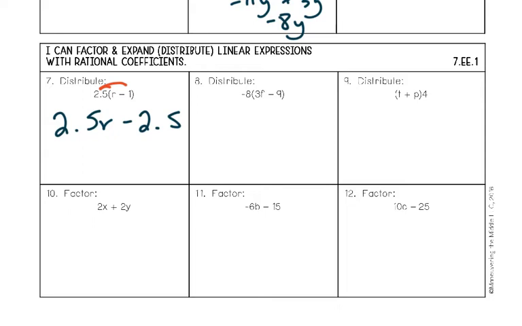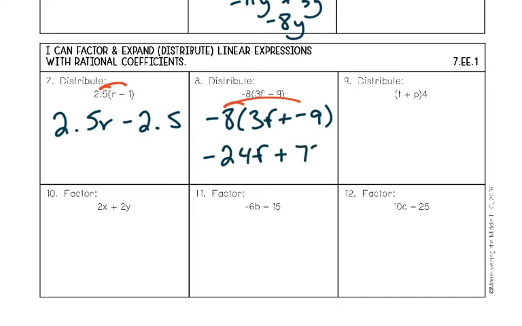Let's look at number 8. I'm going to distribute that -8 to each one of those terms on the inside. Before I do that, I just want to rewrite this because I don't put minus, I put plus negative. That's because that is not a +9, that's a -9. That's going to make a difference in your answer. So 8 times 3 is 24, and it's a negative times a positive, so your answer will be negative. And that's how many f's there are. And you need to do -8 times -9. That is a +72. So your final answer should be -24f plus 72.